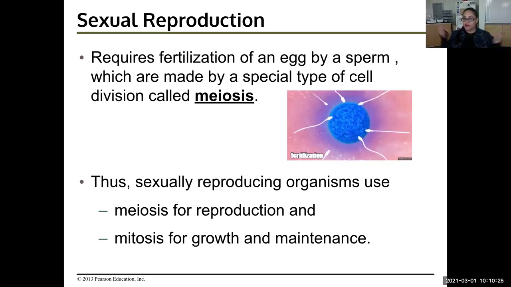So like I said, 99% of our body cells perform mitosis when they just need to heal or make new cells. But we also make sperm and eggs, depending on if you're a boy or girl, obviously. And those are made by meiosis. And thus, sexually reproducing organisms use meiosis for reproduction and mitosis for growth and maintenance.